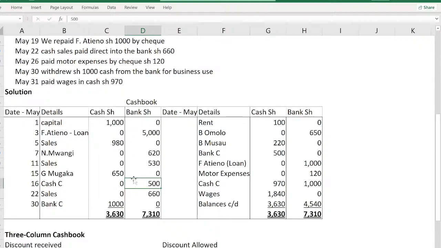On our left side, we are going to indicate the 500, the cash. This is cash contra and bank contra. We have to indicate where the money is coming from. So the 500 shillings.